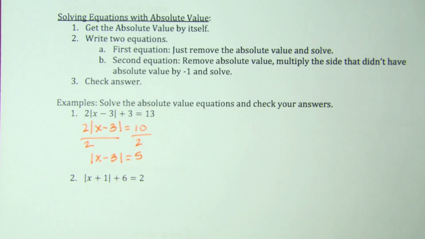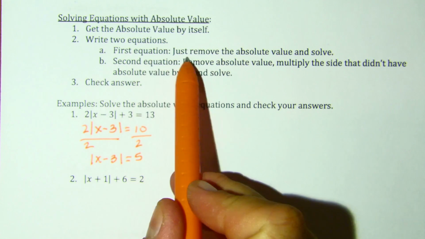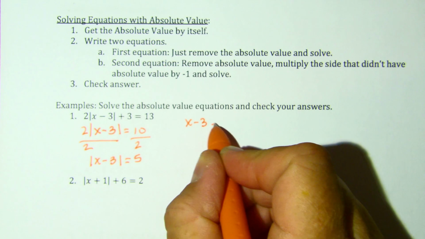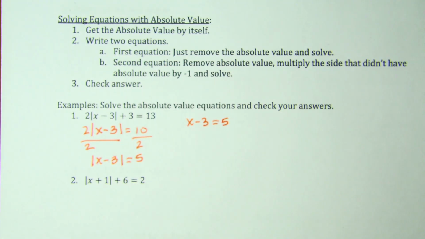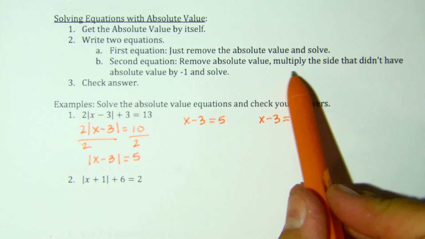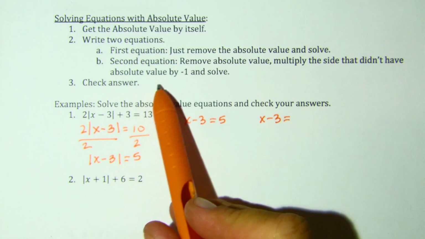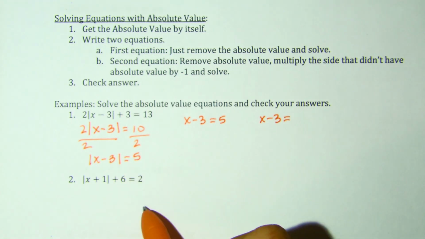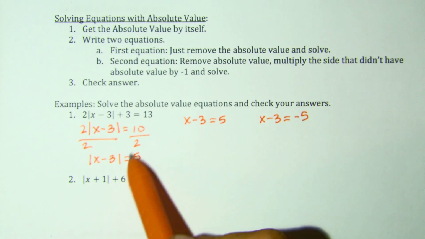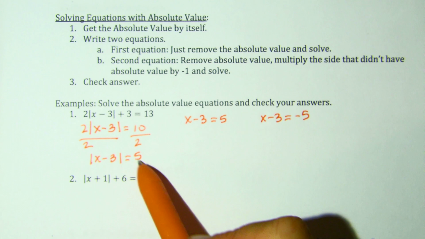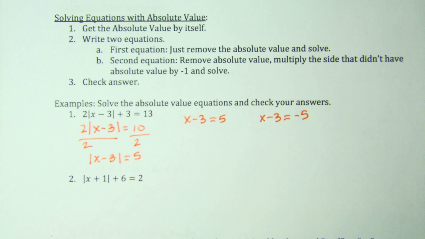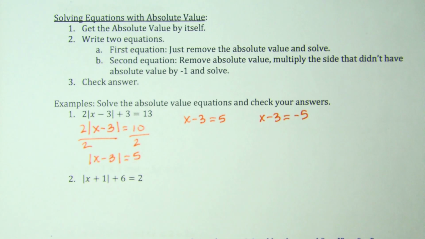I can go ahead and write two equations. For the first equation, you just remove the absolute value and solve. So just removing the absolute value, I have x minus 3 is equal to 5. For the second equation, you're going to remove the absolute value, and you're going to multiply the other side, the one that did not have the absolute value, by negative 1. So negative 5, or 5 times negative 1 would be negative 5. Now, the reason why I say multiply the whole side by negative 1 is because if I had 5 plus 2x or plus something else, the whole side would need to be multiplied by negative 1, not just the number.